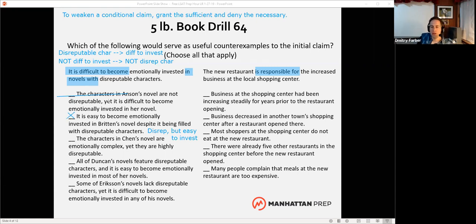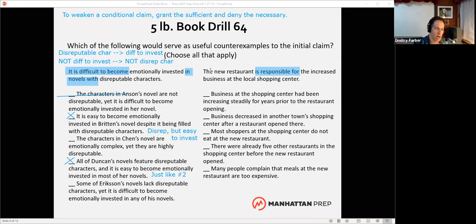Okay, so there's one more in this column that works. See if you can find another one that does the same idea, that grants the sufficient but denies the necessary. Yeah, right. Number four is saying Duncan's novels have disreputable characters, but it's easy to become invested, which of course is very similar to what they said in two. The only difference is the order of presentation. So this is just like number two. It says easy to invest, even though they're disreputable, right?